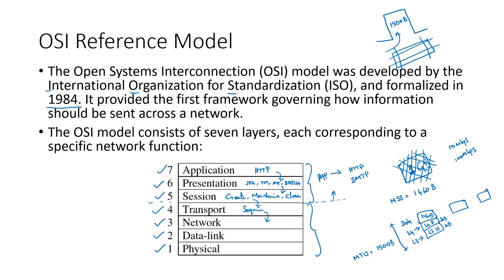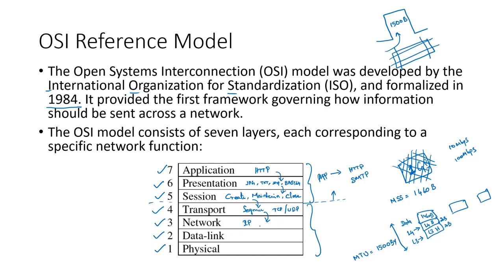So whatever data you have, it can be 10 MB, 100 MB, 1 GB, whatever, it has to be cut into small chunks of 1500 bytes. In transport layer, we have two protocols called TCP and UDP. And in network layer, we have IP. That's the only protocol which we use majorly.